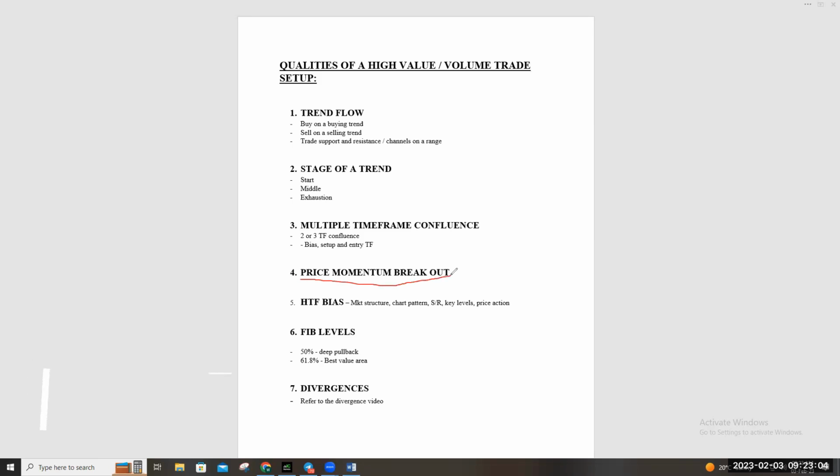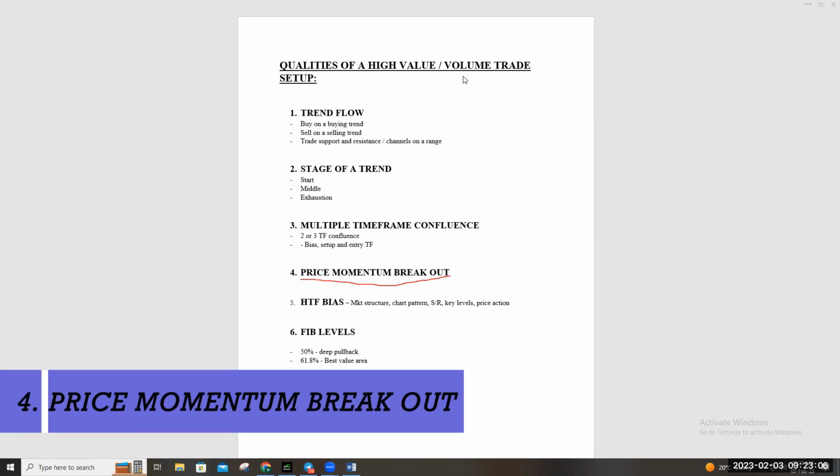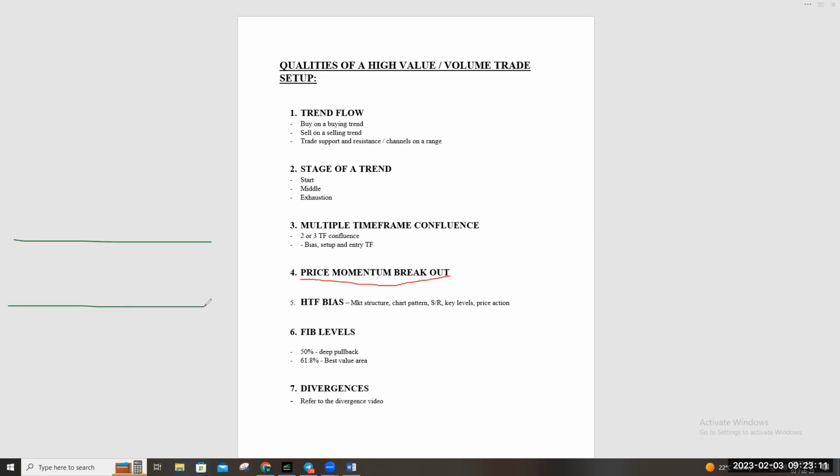Quality number 4 is a price momentum breakout. Now, when we talk about breakout, let's say the market was in a range at some point or at an exhaustion point. You want the market to break out of that with a very heavy momentum or a very heavy candlestick. Now, this break should be very heavy. It can have a momentum candle or can be influenced by an economic event. This break will determine the direction of any future trades that you may take.